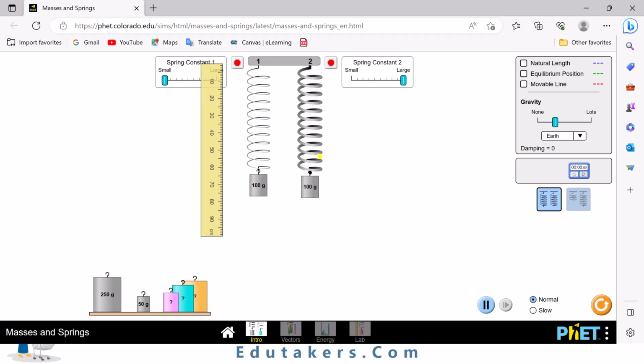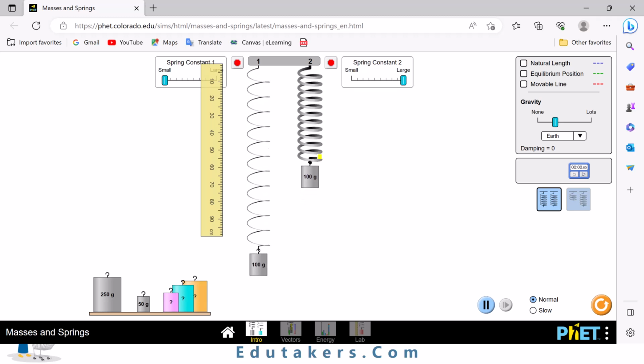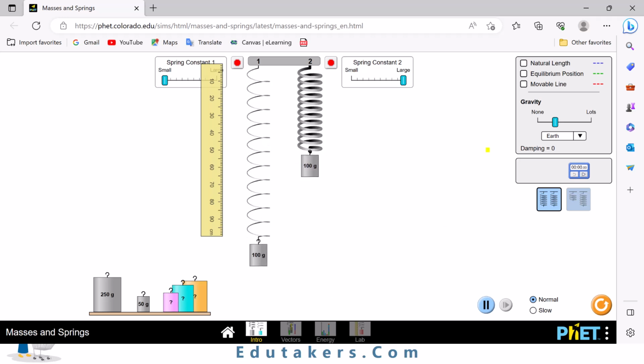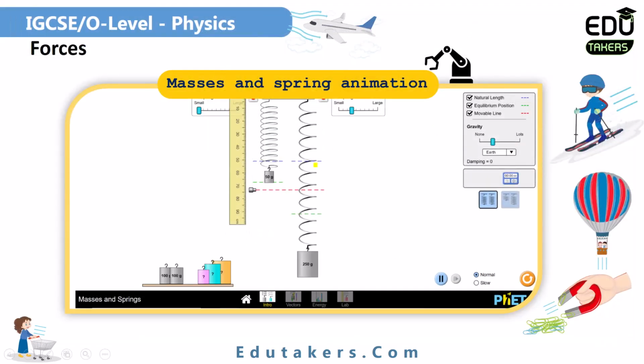The first spring can extend larger as compared to the second one. It is because the spring constant of the first spring is very small, means that this spring is the soft spring. But the second spring is basically the hard spring because it has the large value of the spring constant. You can also observe the effect of the spring constant on the springs. So you can also practice this from here as well. Let's go back.